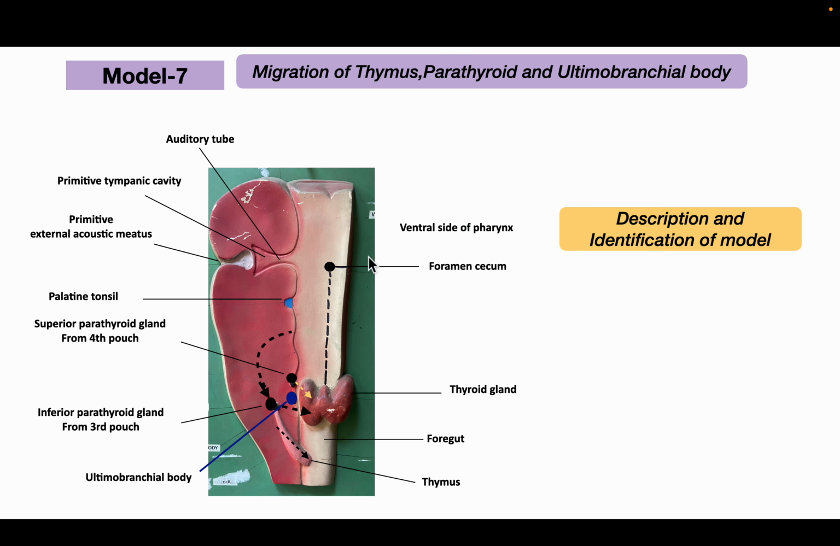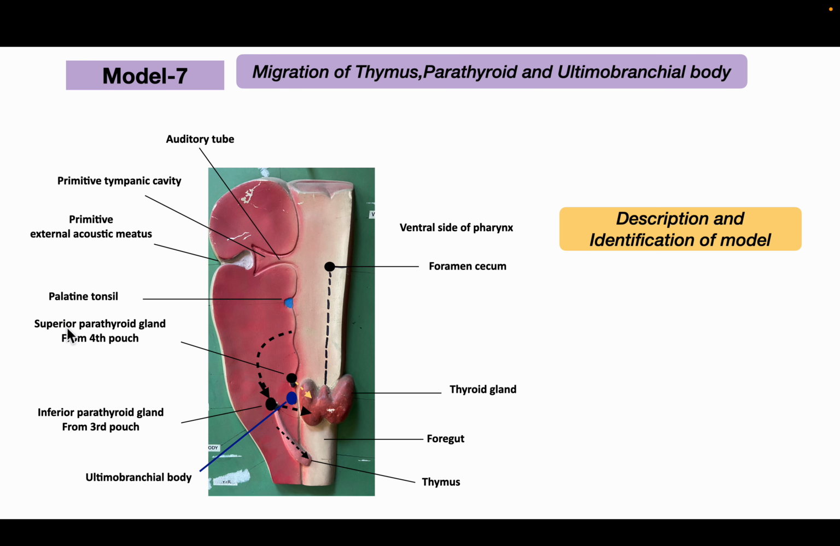Then the next model shows the migration of the thymus, parathyroid, and ultimobranchial body. Which structures are visible over here? This is the ventral side of the pharynx, and a side view is taken. This is the thyroid gland and foregut. On this side, from the first pouch come the auditory tube and tympanic cavity, and from the first cleft the primitive external acoustic meatus is visible. Then the palatine tonsil is visible from the second pouch.